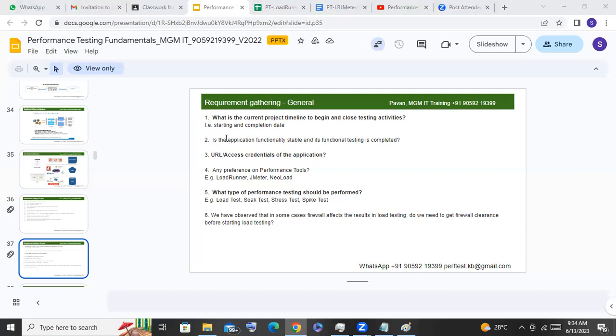Yes. Then in requirements gathering, especially if the project is in the waterfall method, you would have to ask whether the functionality is stable and functional testing is complete. If it is not complete, when would it be complete? And if any bugs are found in the functional testing, what is the plan? All this information you would have to ask. You would also have to ask for the URL and the access credentials for the application, so that you can do a POC and take it forward. Any preference of the performance test tools, you would also have to ask.